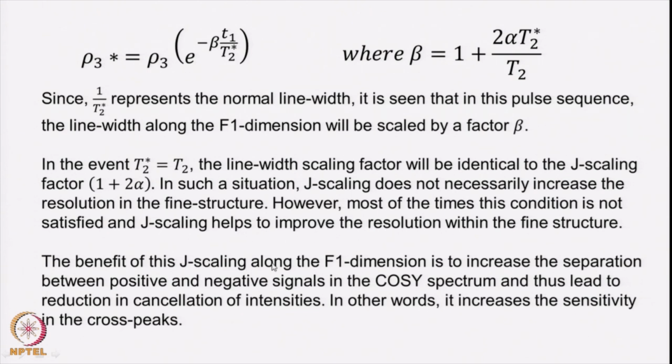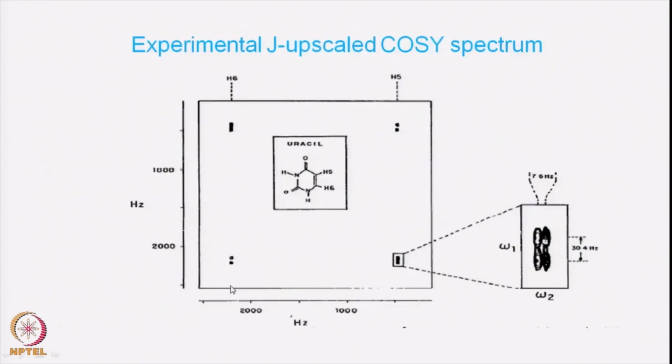The benefit of the J scaling along the F1 dimension is to increase the separation between positive and negative signals in the COSY spectrum, and thus lead to a reduction in the cancellation of the intensities. Remember, in the COSY the cross peaks will have plus-minus character, and they would tend to cancel their intensities in the event of insufficient resolution. Therefore, if you are able to increase the separation, then cancellation will be reduced and that can increase the sensitivity of the cross peaks. And here is an experimental example.